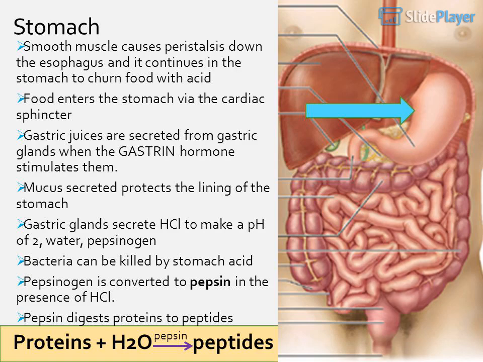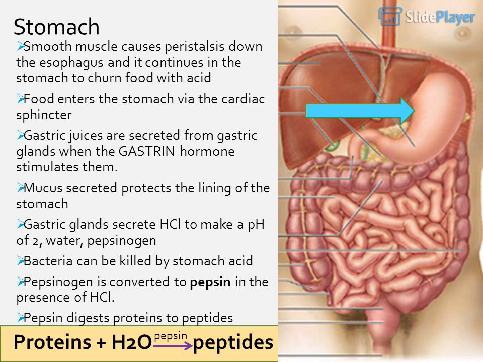Stomach: proteins plus H2O yields peptides. Smooth muscle causes peristalsis down the esophagus and it continues in the stomach to churn food with acid. Food enters the stomach via the cardiac sphincter.